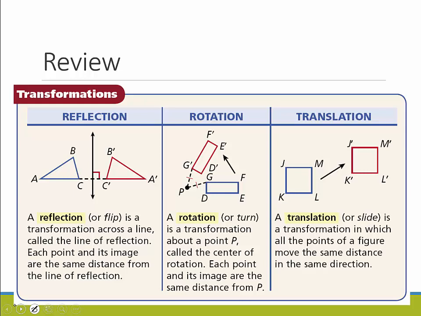And then this was from chapter 1 as well. So reflection is a flip across the line, rotation is a turn about a point, and translation is a slide. But you can go through and read their whole definitions if you need a refresher.